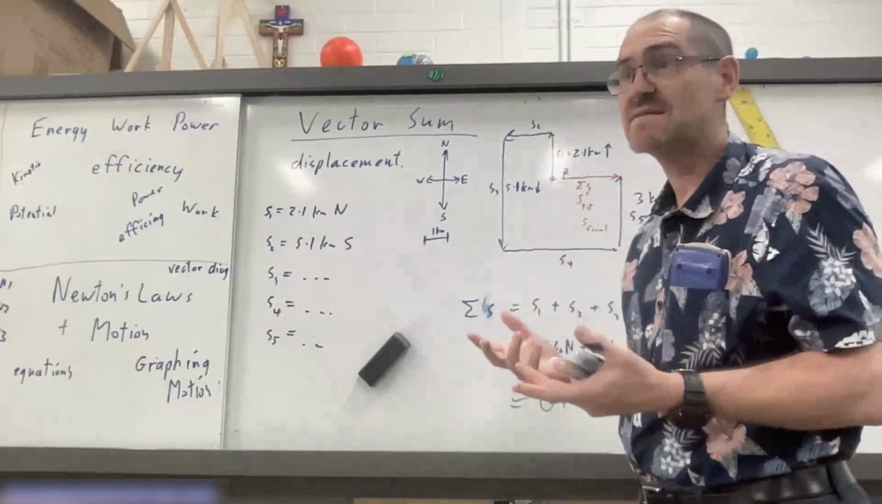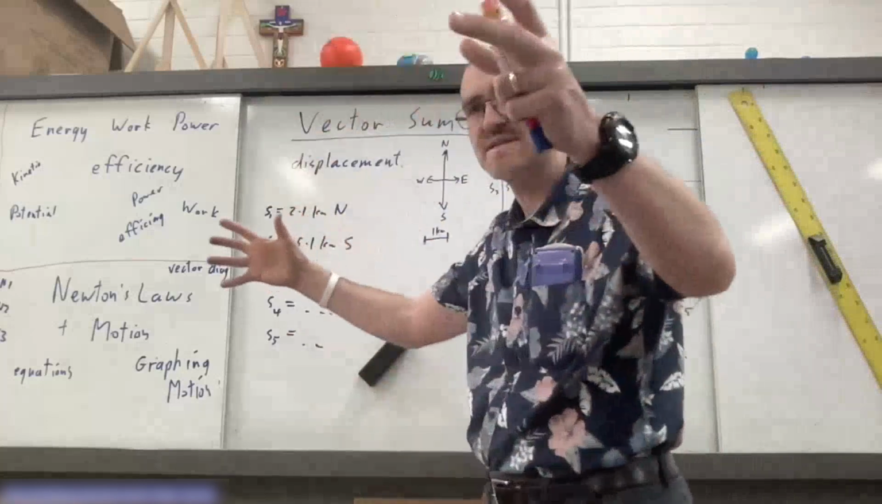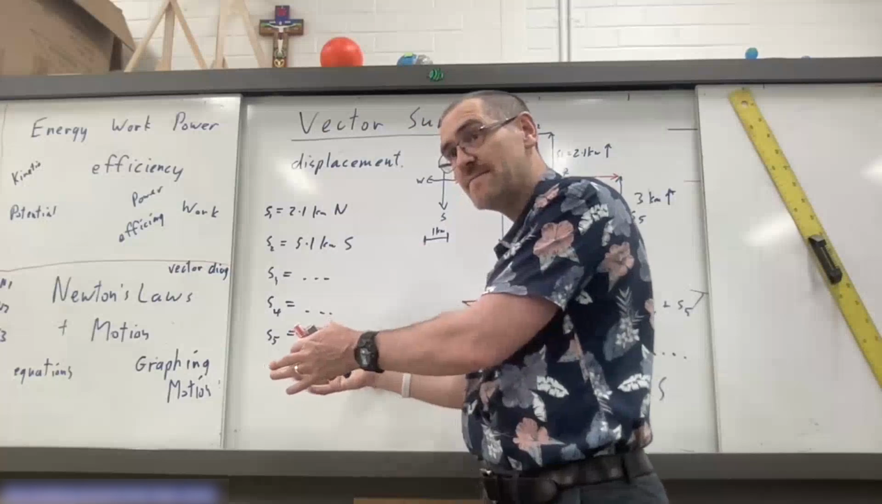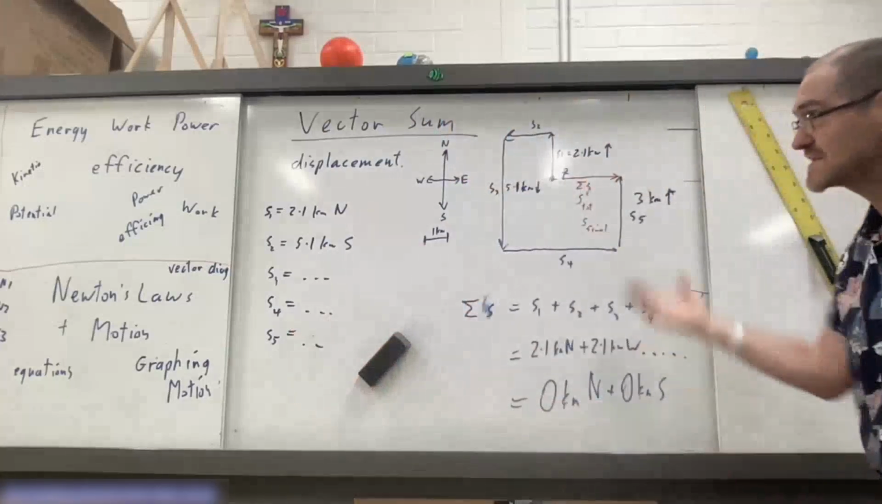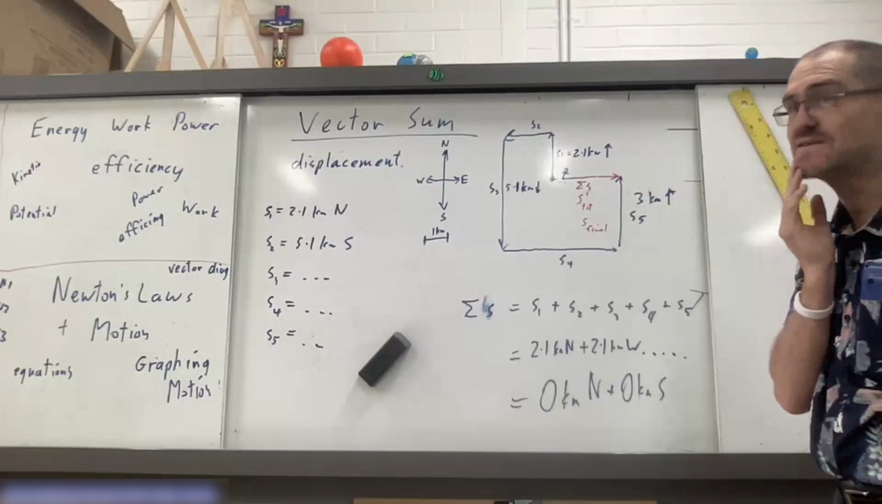If you want to solve it mathematically, then you take all these different values and group them into north-souths and group them into east-wests. That's pretty much how you solve those. I don't know if I can give you much more on that.